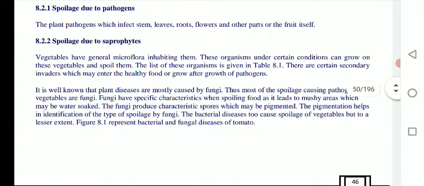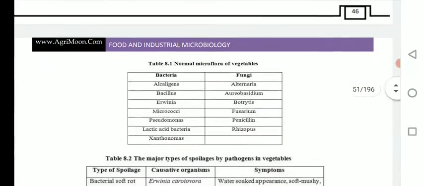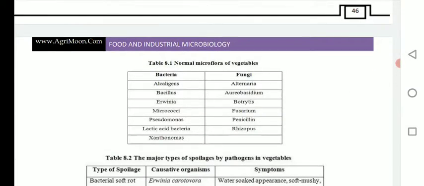And spoilage due to saprophytes. Vegetables have general microflora inhabiting them, and the organisms under certain conditions can grow on these vegetables and spoil them. The list of organisms is given in table 8.1. Here you can see different kinds of normal microflora of vegetables that are involved in spoilage of vegetables, including different kinds of bacteria as well as fungi.